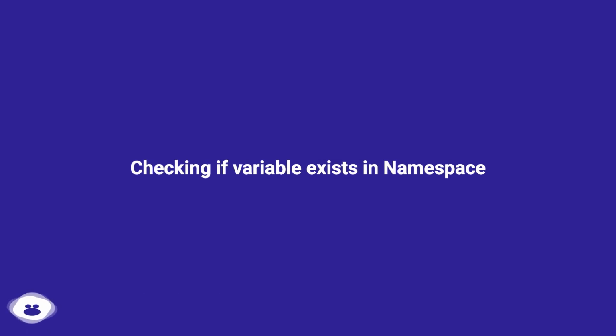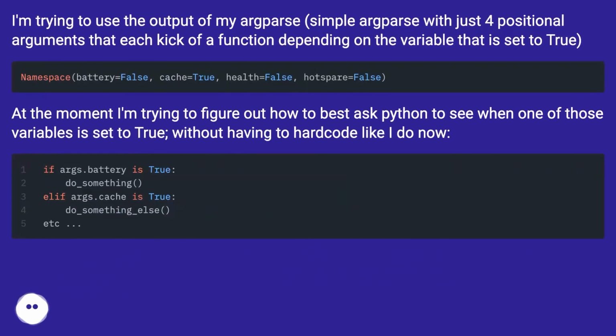Checking if variable exists in namespace. I'm trying to use the output of my argparse, simple argparse with just 4 positional arguments that each kick off a function depending on the variable that is set to true.